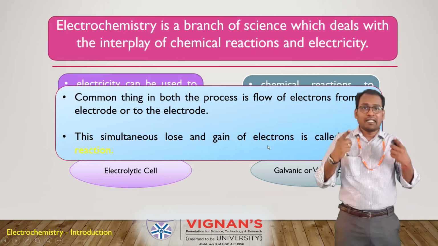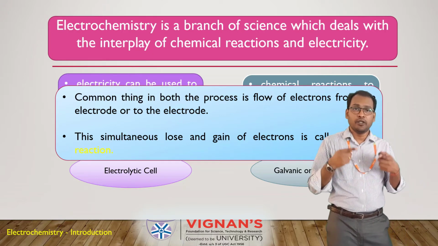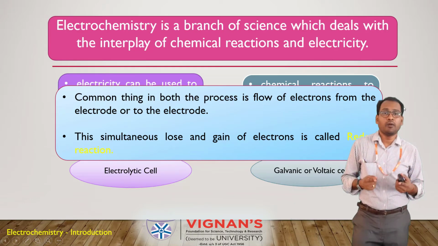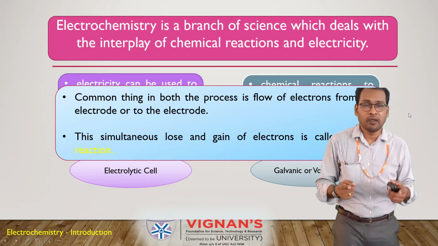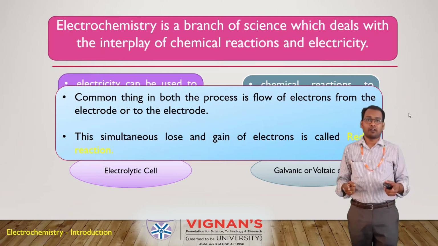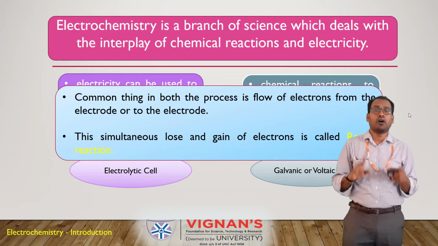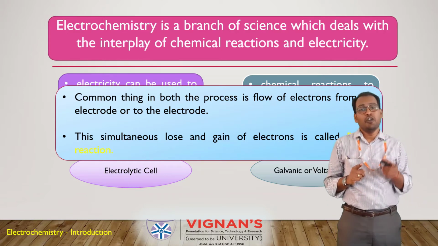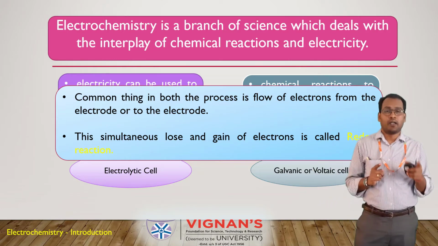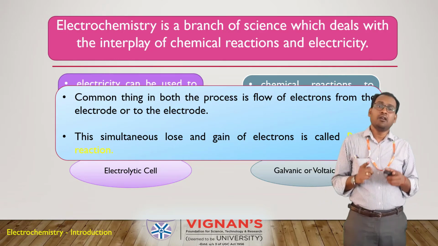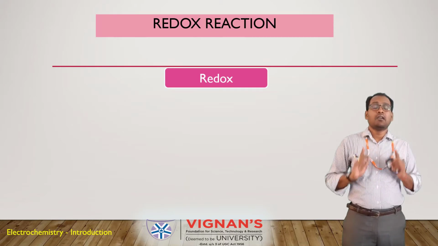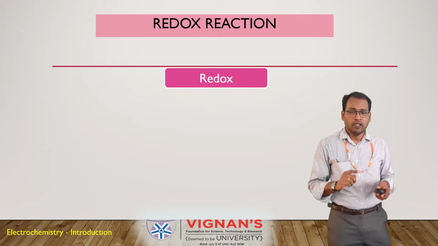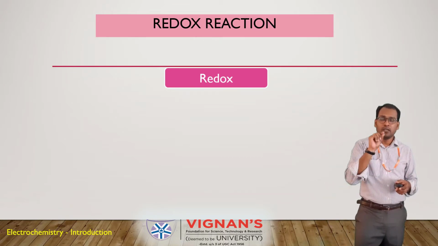This loss and gain of electrons simultaneously during a chemical reaction is called a redox reaction. Repeating once again, loss and gain of electrons simultaneously is called a redox reaction. In this process we are going to observe both oxidation as well as reduction. This is the common thing we observe in electrochemistry for both the processes. So this redox reaction, we have to understand this one.